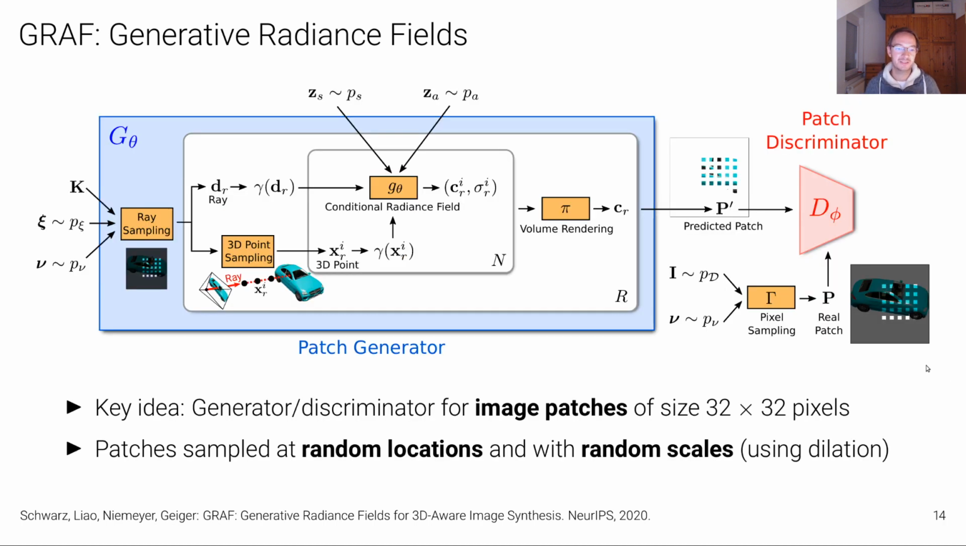So the key idea here is to build a generator and a discriminator for image patches of size 32 by 32 pixels, where these patches are sampled at random locations and with random scales using dilation, as illustrated here, such that we cover all areas of the 3D volume, all rays, and also all pixels in the reference images that we compare against.